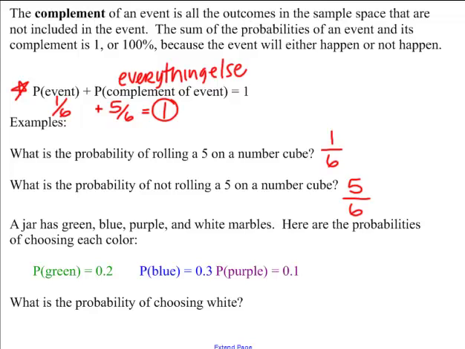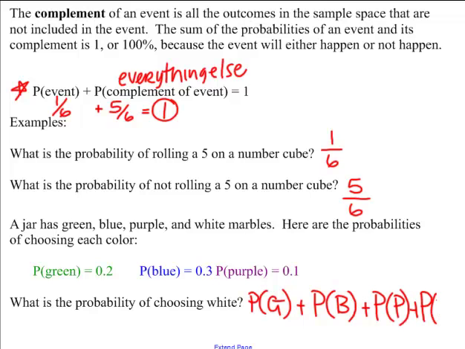Well, we know that your jar only has green, blue, purple, and white marbles in it. So that means that the probability of picking a green one plus the probability of picking a blue one plus the probability of picking a purple one plus the probability of picking a white one has to add up to 1. So we have most of these numbers. We have 0.2 plus 0.3 plus 0.1. We need to figure out what this one is that would have everything add up to 1.